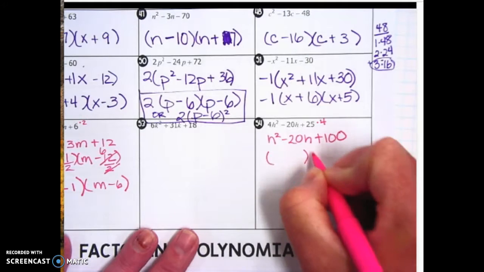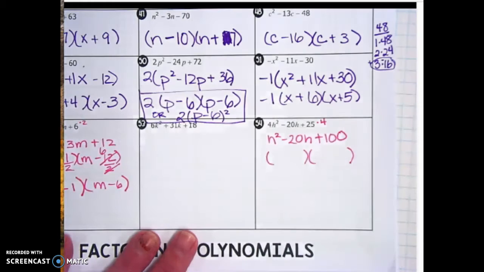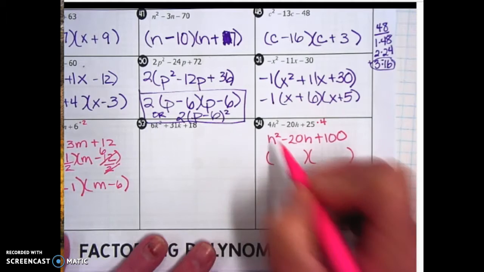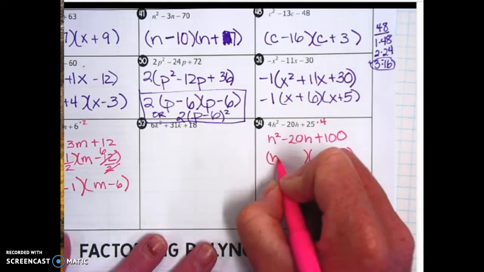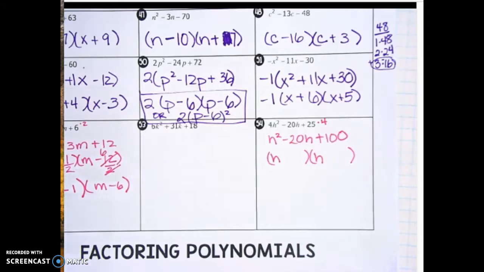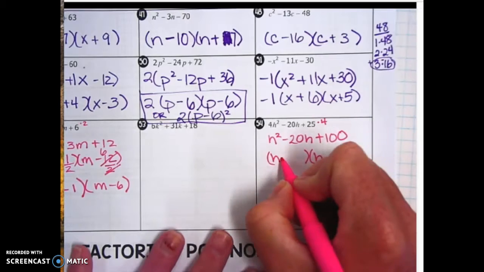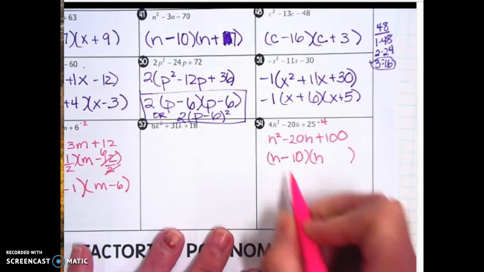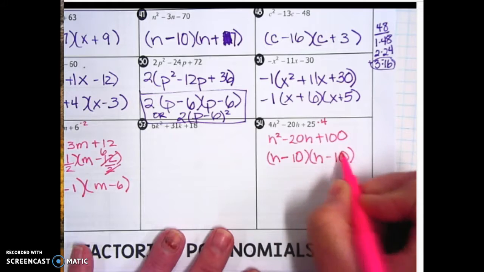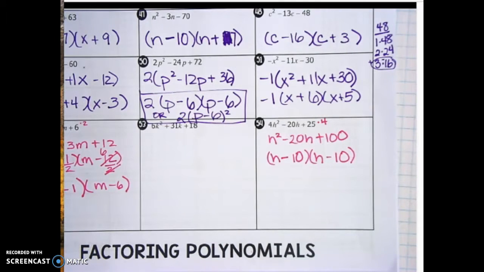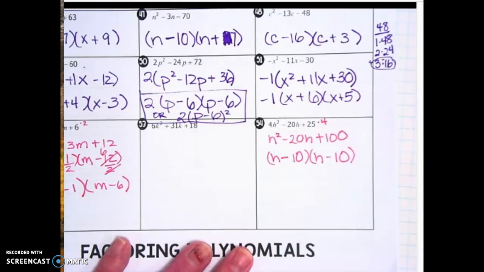We write our 2 sets of parentheses for our binomial times our binomial. We take the square root of h squared, which is h and h. Then we see what two numbers multiply to get positive 100, but add or subtract to get negative 20. I think they're both negative, right? Because a negative times a negative is a positive. So it's negative 10 and negative 10. They're both the same at this point. Then we need to divide by the 4. That's our slide.